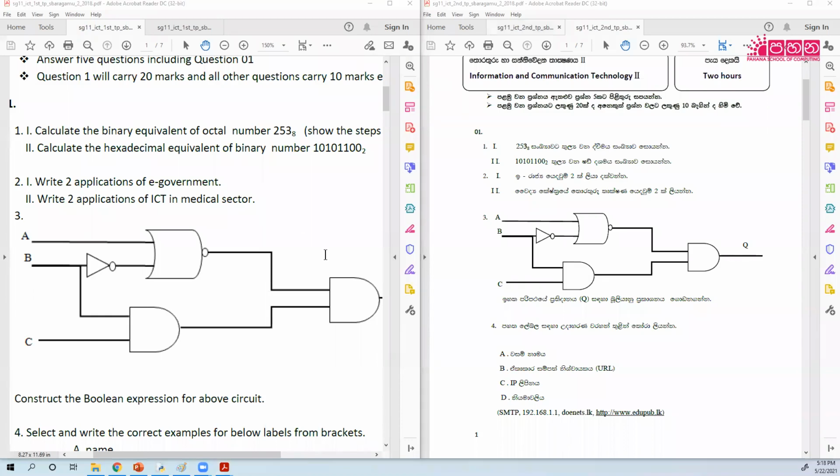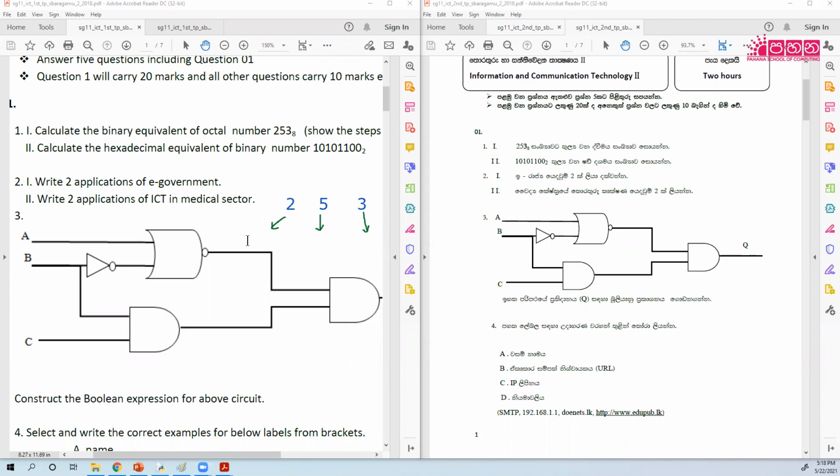Yes, we need to put 2, 5, 3 in octal. So what are the equivalent values? How do you put 2? How do you put 5? How do you put 3? Those who finish the first one, you can go to the second one, send me the answers.